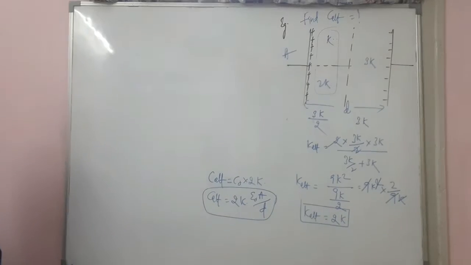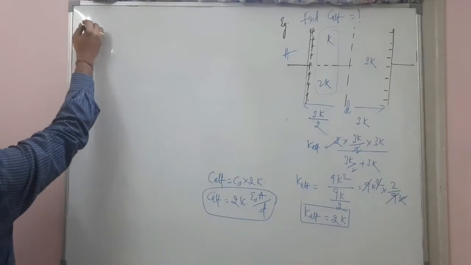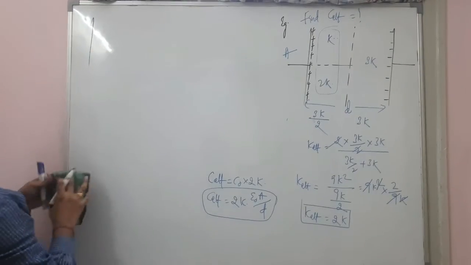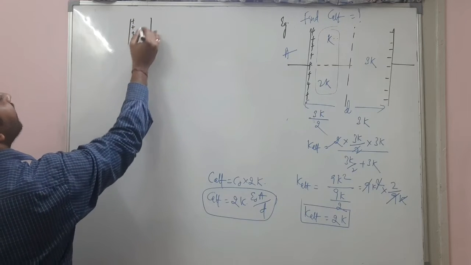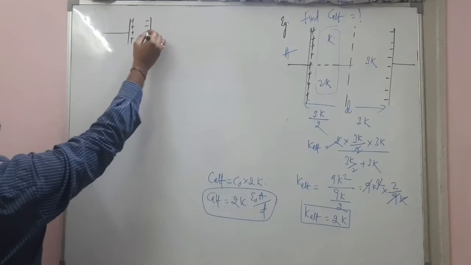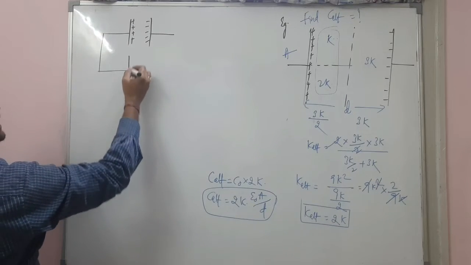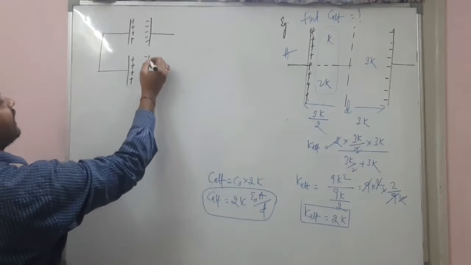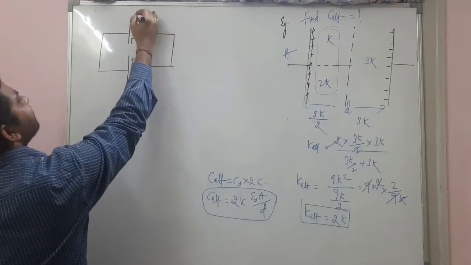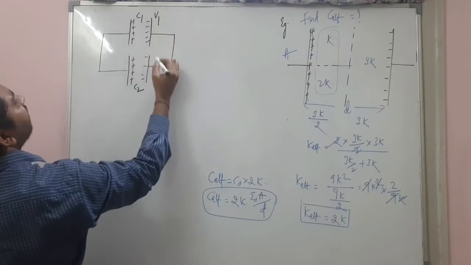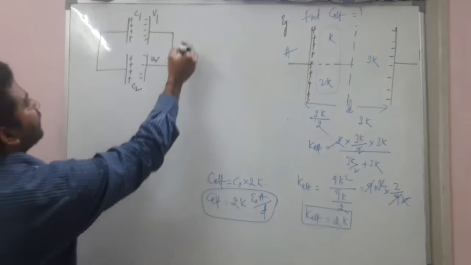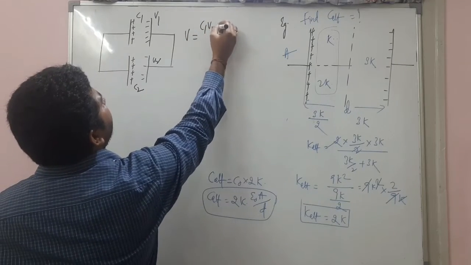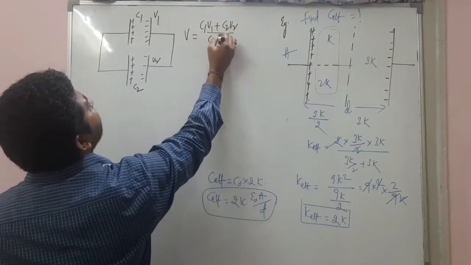Sometimes a question can be asked related to common potential. Have a look at this. This is a positively charged plate and this is a negatively charged plate. When it is connected to another positively charged plate and another negatively charged plate, with C1, C2 at potentials V1 and V2, there is a flow of charges till it reaches the common potential. That common potential is C1 V1 plus C2 V2 divided by C1 plus C2.